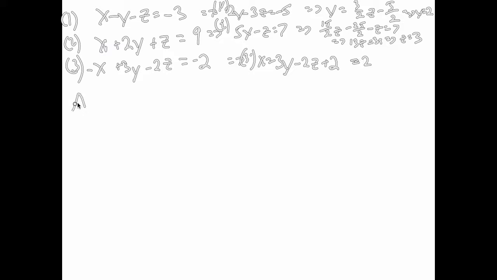Next method will be to create a matrix A, which encapsulates the system of linear equations, the left-hand side at least. All we're doing here is writing the coefficients down appropriately, right? So 1, negative 1, negative 1, 1, 2, 1, and negative 1, 3, and negative 2. So there you go. That's A.